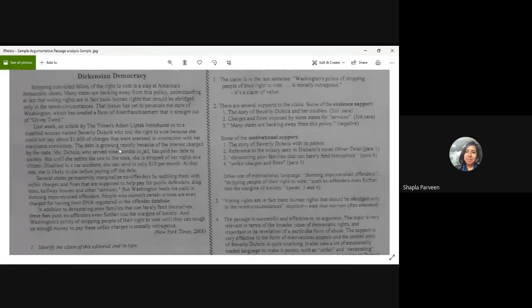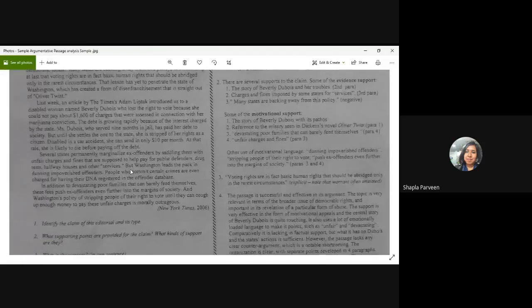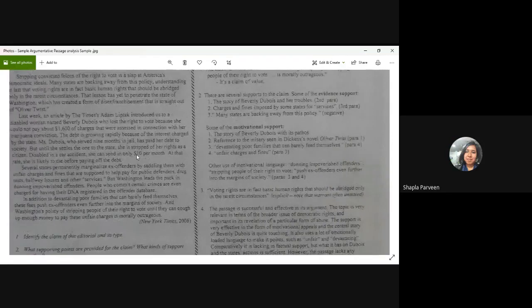Okay, so let's look at all these questions and see how the answers have been written. Identify the claim of this editorial and its type. So which one do you think is the claim? Which sentence can be the claim statement? As I mentioned, it is actually towards the end. A claim is usually at the beginning in the introductory section, but here it's actually in the last paragraph. The last line? Yes, the last line, right.